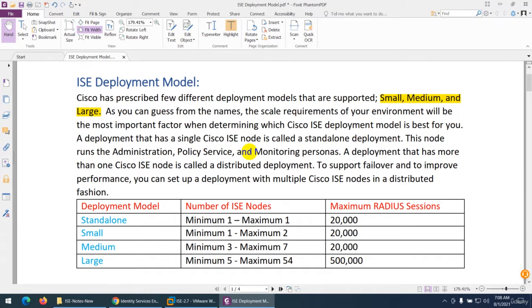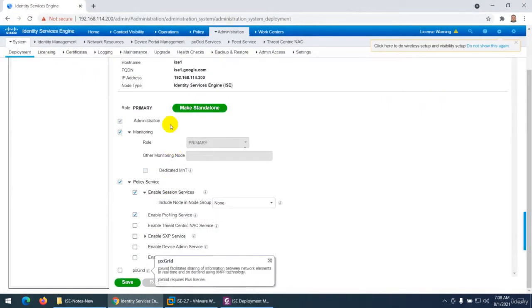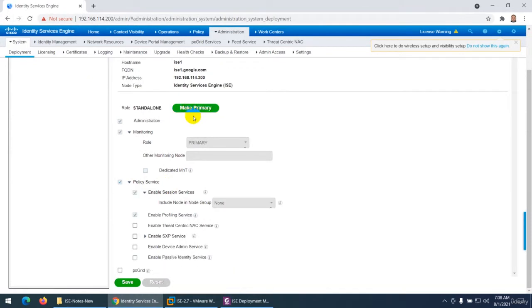The other one is standalone. Standalone we only use for lab purposes, maybe for test purposes, which plays all the roles in only one device. So if I make this one standalone, now I'm a standalone single device, one box, one node, running all personas.